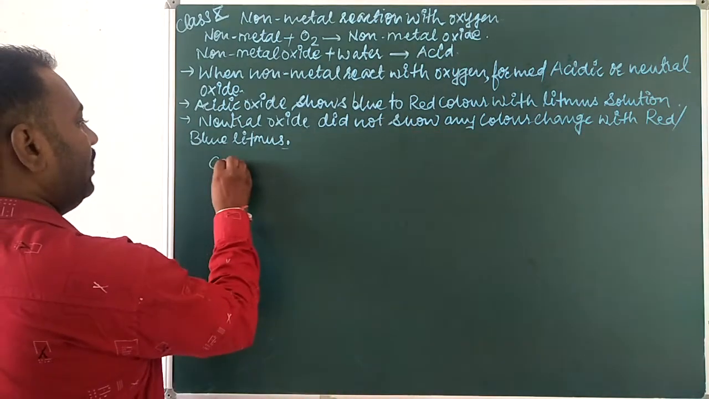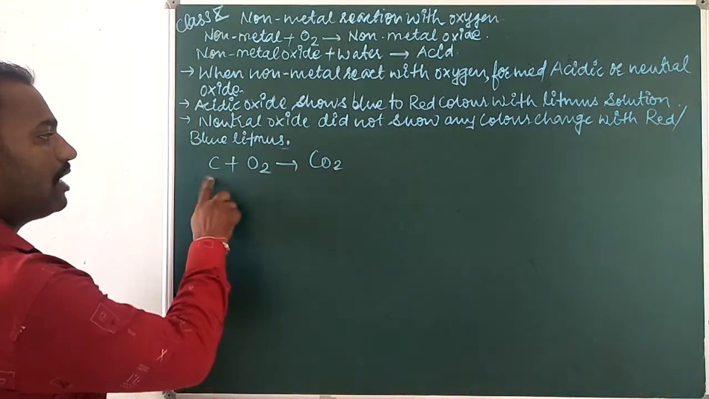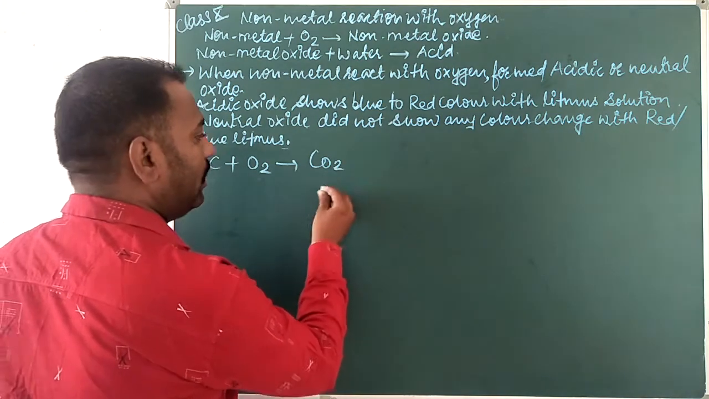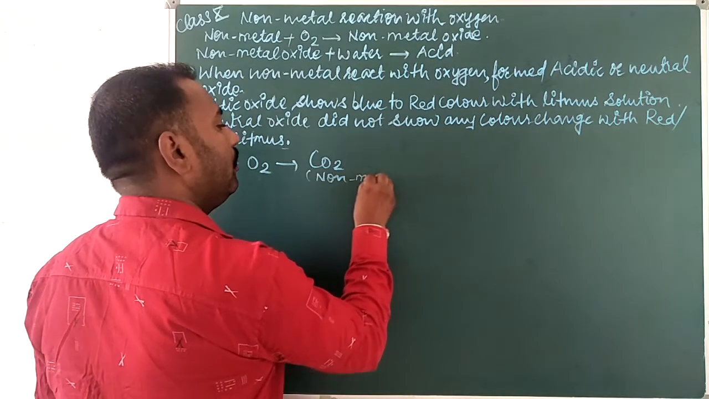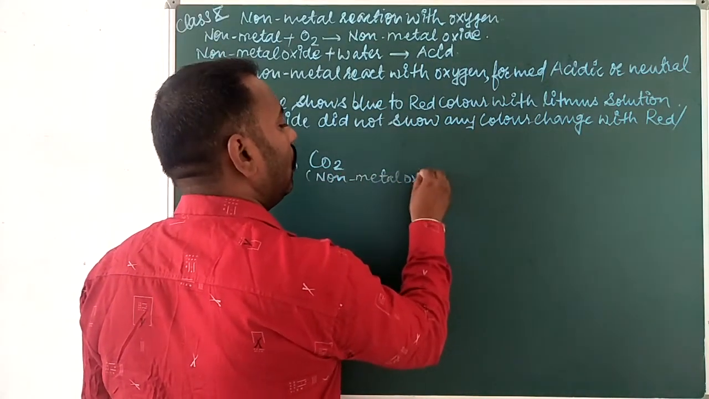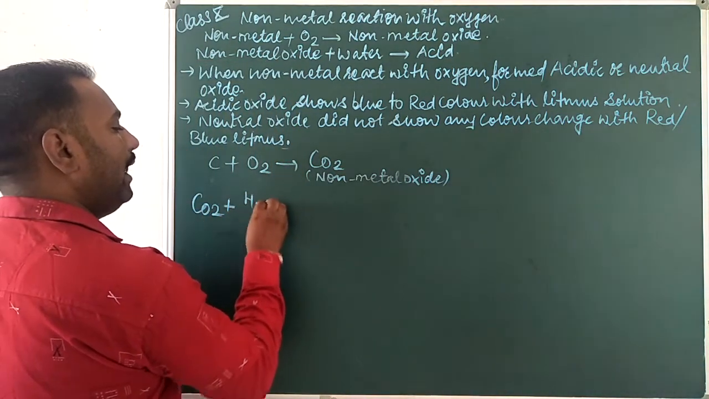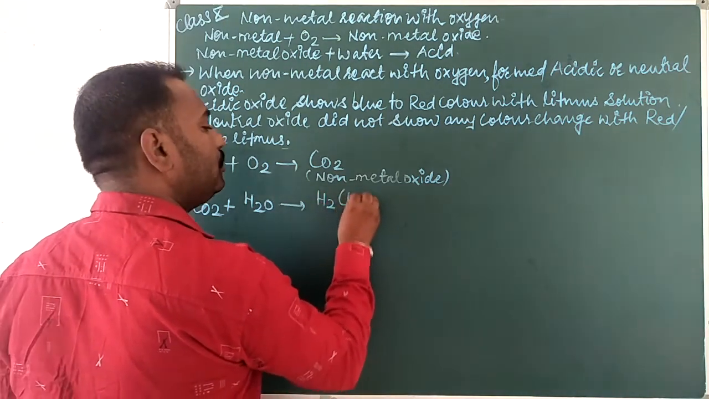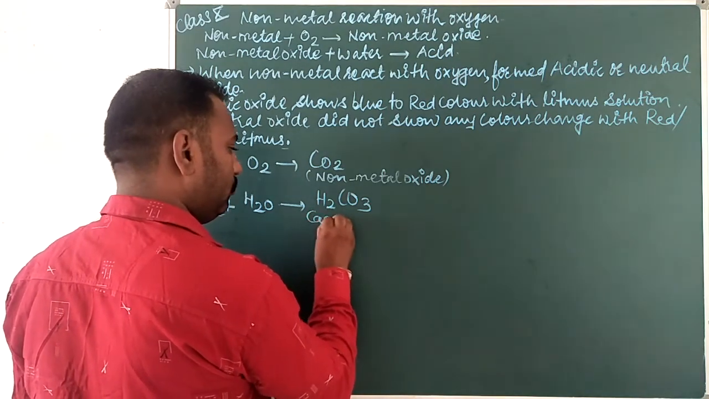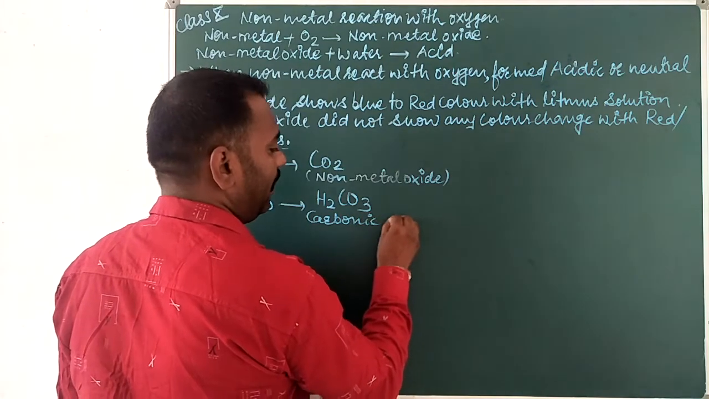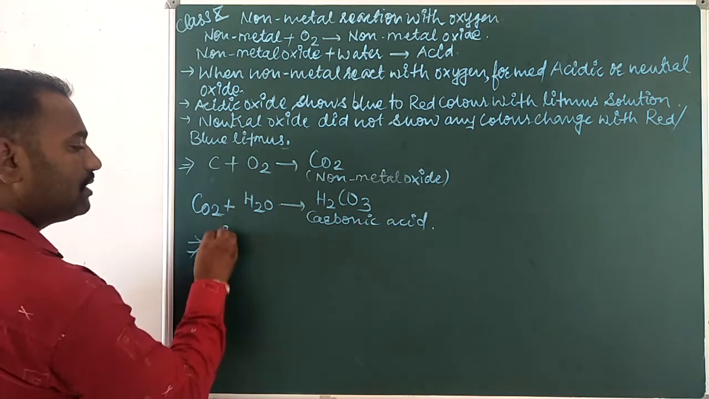Like when C plus O2, then formation of CO2, because carbon with oxygen forms CO2, that is the non-metal oxide. And when this CO2 reacts with H2O, then formation of H2CO3, that is carbonic acid.